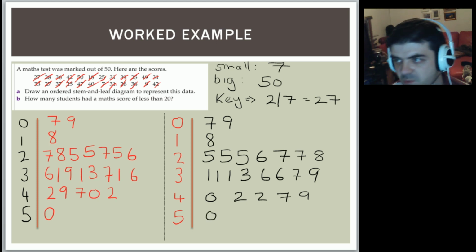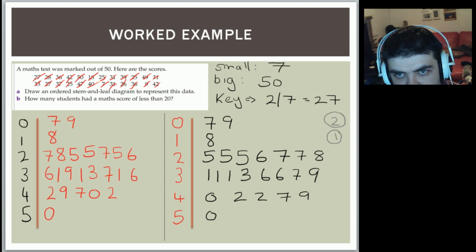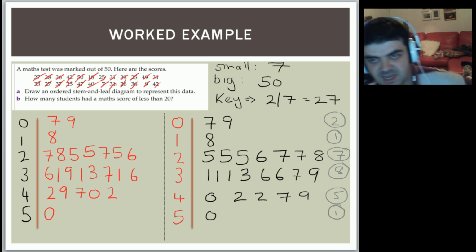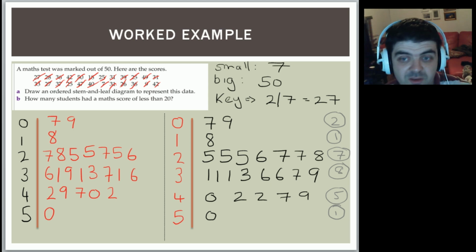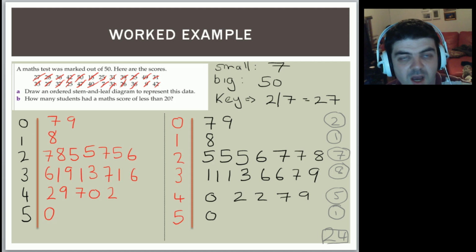One last check I'm going to make. I'm going to add up the totals in the corners. So there's 2 in there, there's 1 in there, there are 7 there, 8, 5, and 1. And if I add this up, 2 plus 1 is 3, 3 plus 7 is 10, 10 plus 8 is 18, 18 plus 5 is 23, and 23 plus 1 is 24. And sure enough, if I check, there are 24 numbers to start with. So the chances are that we've accounted for them all, and we are right.